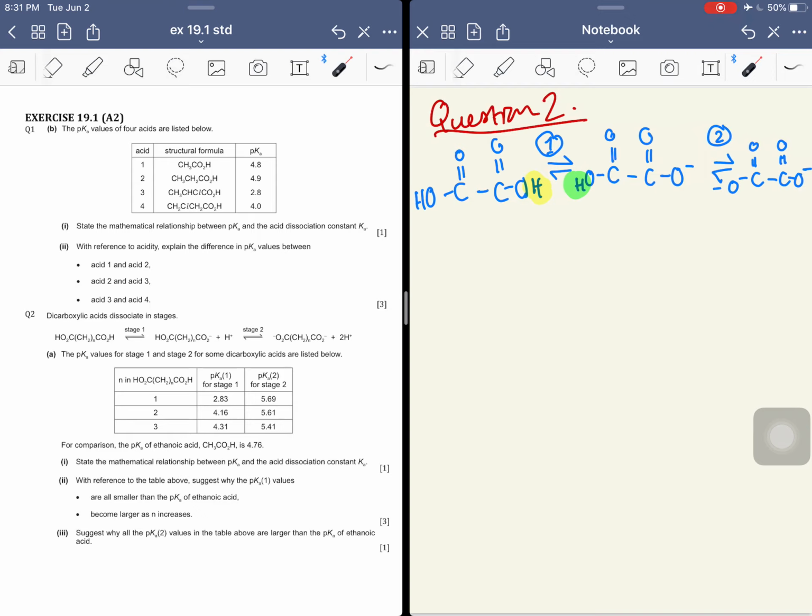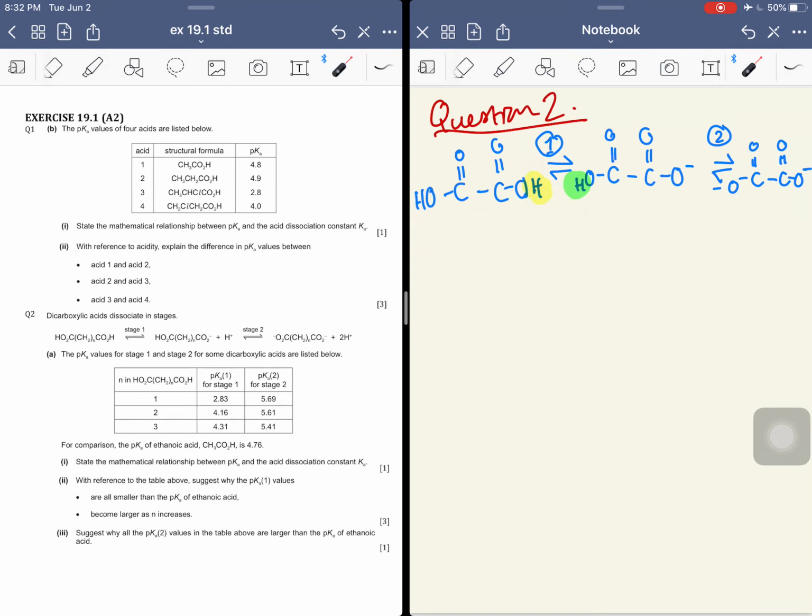So they give you the different pKa1. pKa1 is for this first step, and then pKa2 is for the second step. They also give you for different numbers of N. When N is equal to 1, you only have one carbon in between, like this, for example. These are the values. When N is equal to 2, you have CH2, CH2 in between. And when N equals 3, you have CH2, CH2, CH2 in between your carboxylic acid.